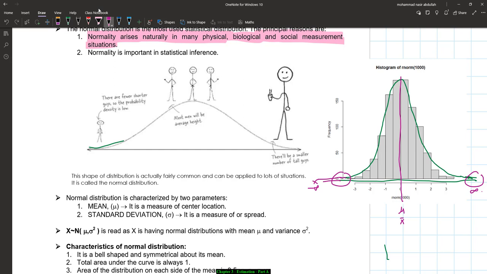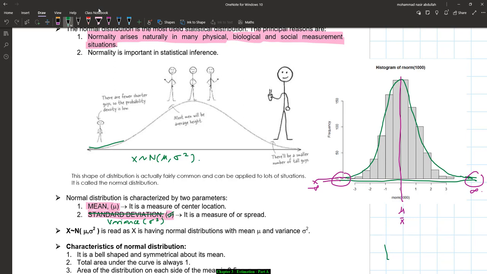Now, the normal distribution is characterized by two parameters, mean mu and standard deviation. You can see that X, a single variable, has a normal distribution. A normal distribution consists of two parameters, mean and variance, not standard deviation. I will change it here: this is supposed to be variance, sigma squared, because we denote it as sigma squared.